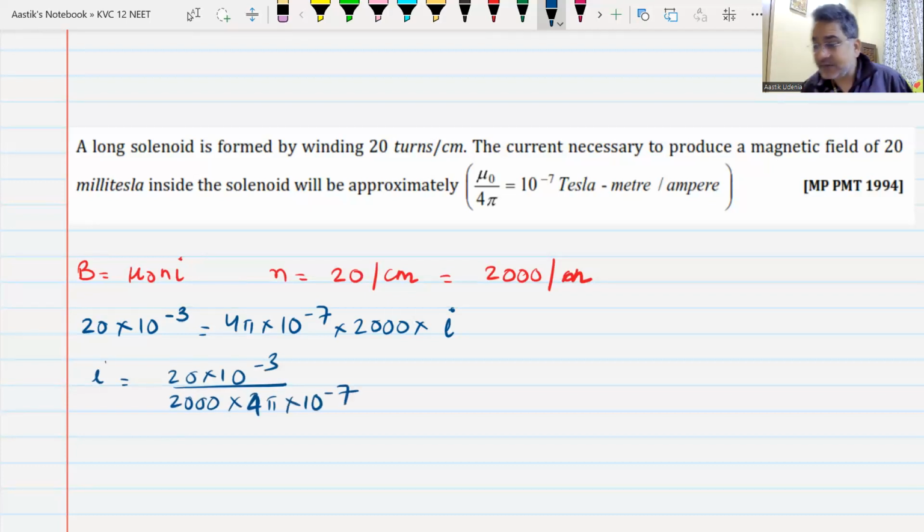Do we understand this, everyone? So what we have to remember from this: if the turns are given per centimeter, convert them into turns per meter by multiplying by 100. Do we understand this?